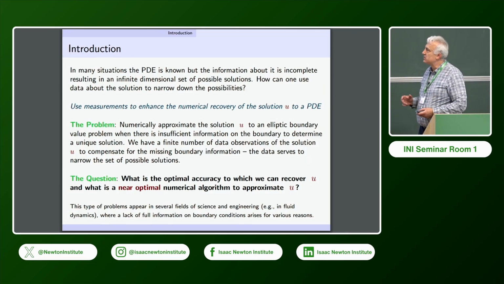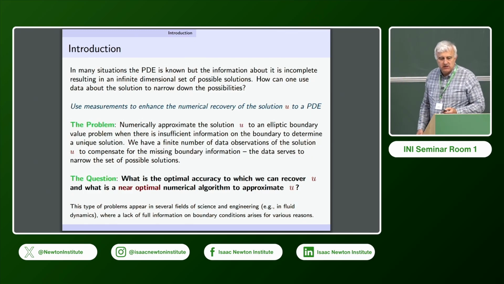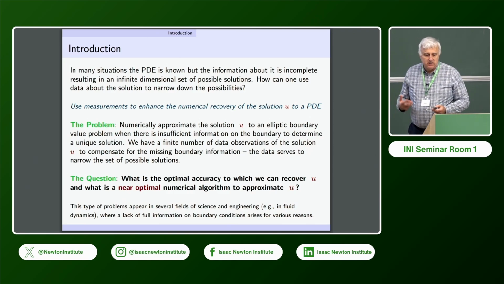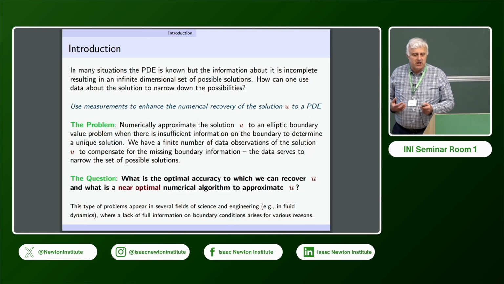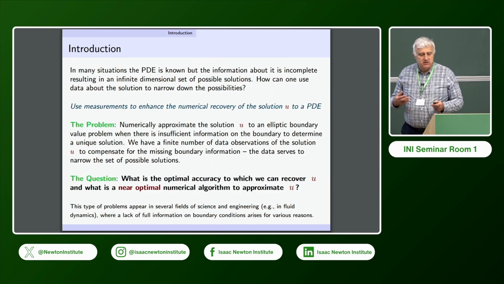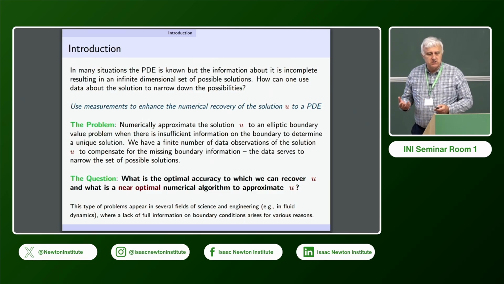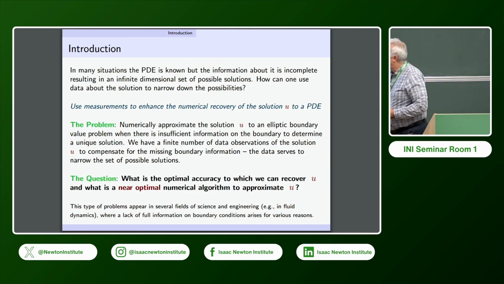So we have considered different problems. I consider here that we don't know exactly what the boundary conditions are, but sometimes we can split the boundary, especially if we have a domain with an internal and external boundary, and we can assume that we don't know one of them and do something about it. And the basic question is, what is the optimal accuracy to which we can recover the solution, and what is the near-optimal numerical algorithm to approximate this solution.